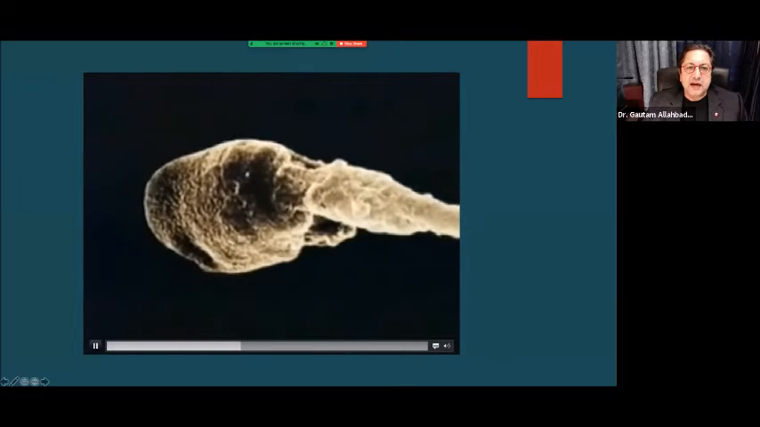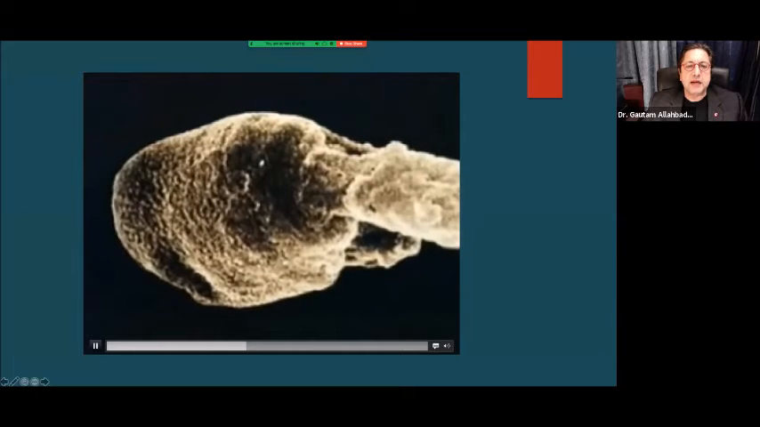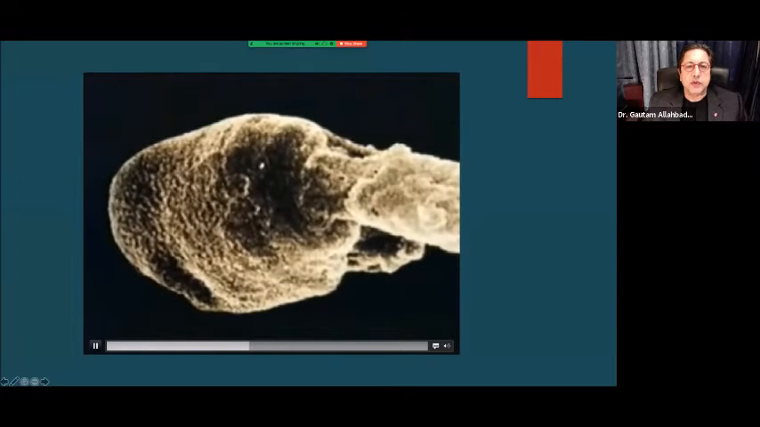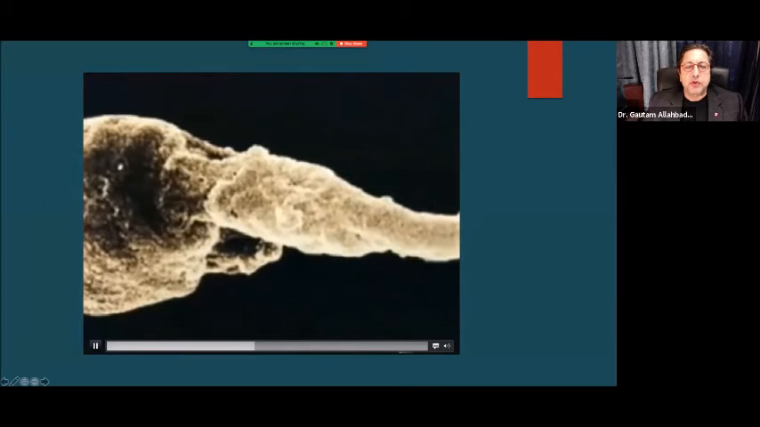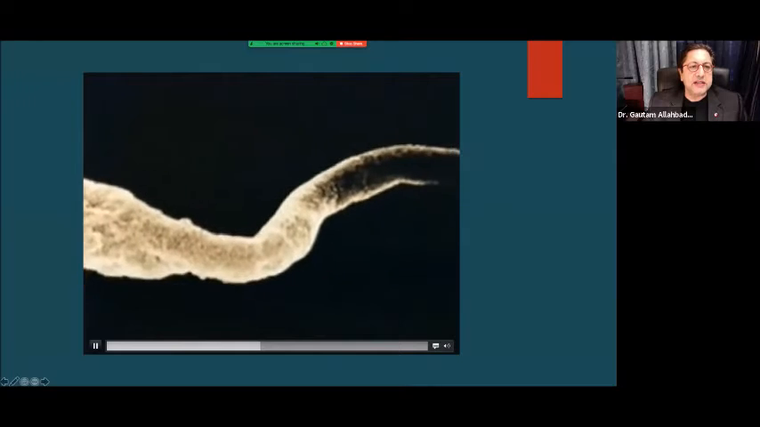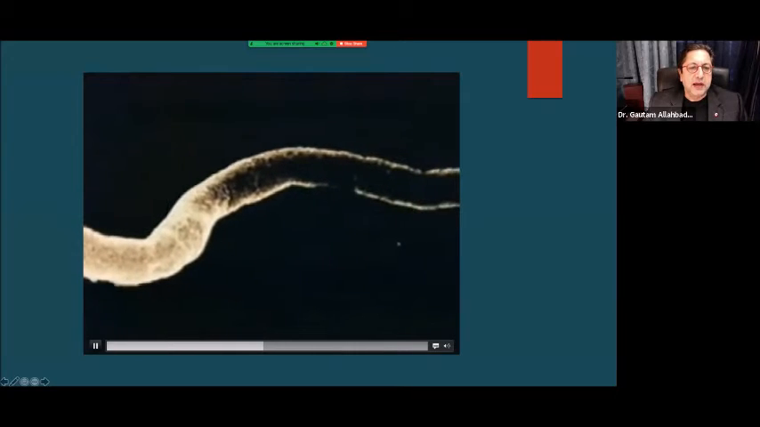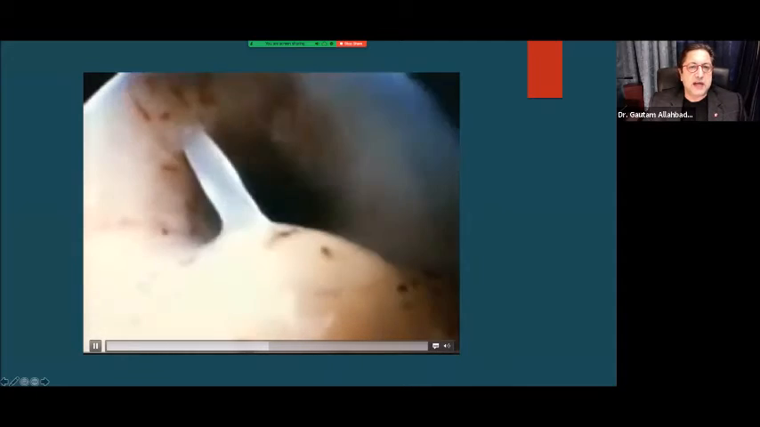The DNA content of the sperm head is basically highly magnified. The mid portion has the mitochondria, where the energy is, called the engine of the sperm. And the tail is like the rudder of a ship, taking the sperm directly to the egg.